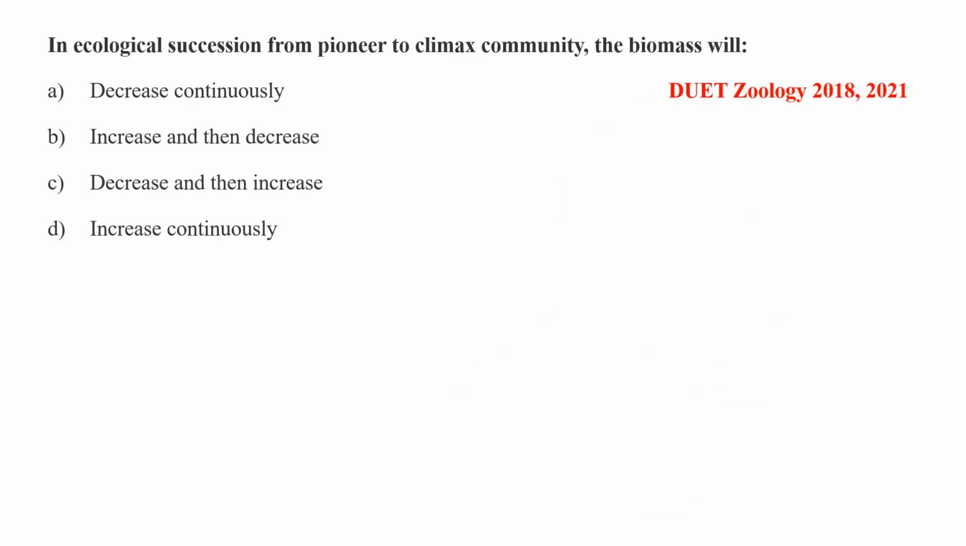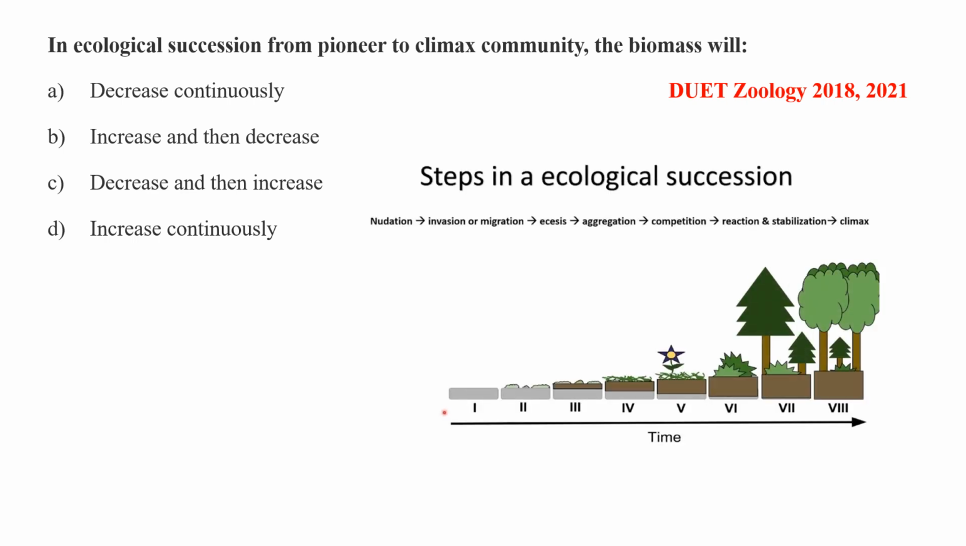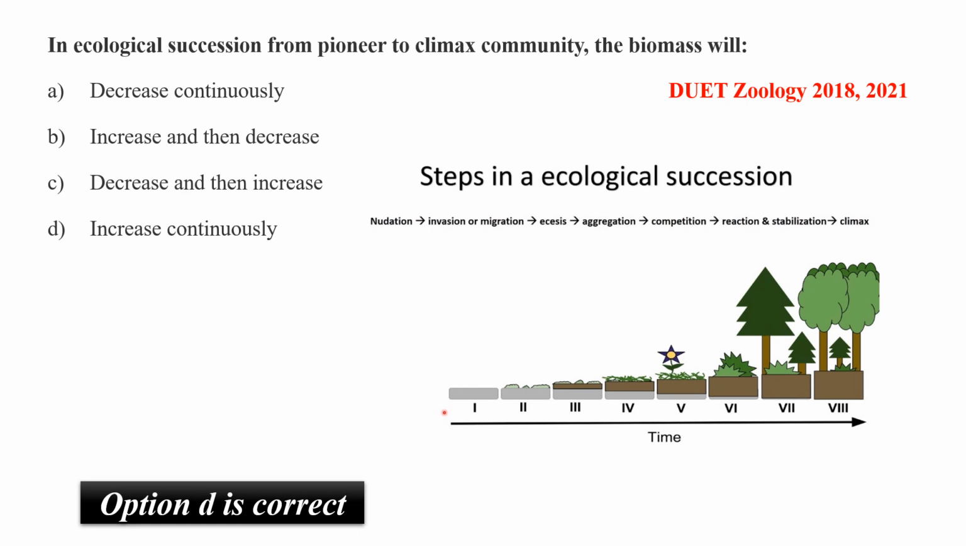In ecological succession from pioneer to climax community, the biomass will decrease continuously, increase and then decrease, decrease and then increase, or increase continuously. Whenever a community moves from pioneer to climax community, definitely the number of individuals are going to increase, and hence the biomass will also increase. So in this case, the option D would be the correct answer, that whenever any pioneer community becomes a climax community, the biomass definitely increases continuously.